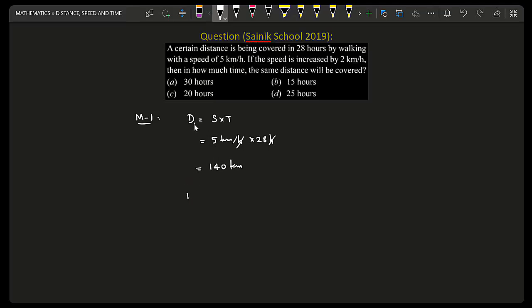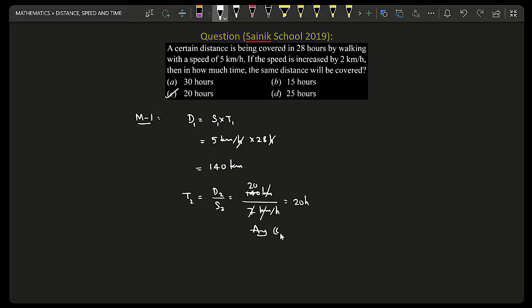So let us say this is D1, S1, T1. Now we want T2. Time is distance by speed, but they gave the same distance. That means 140 is going to repeat here. 140 kilometers by what is the speed here? Sir, 7 kilometers per hour, because it is increased by 2 kilometers per hour, 5 plus 2 is going to be 7 kilometers per hour. Now simplify this. Sir, 20 hours. Kilometers cancel, and 7 into 2 is 14, 0. The denominator per hour is going to become the numerator, that is 20 hours is the answer, that is C.